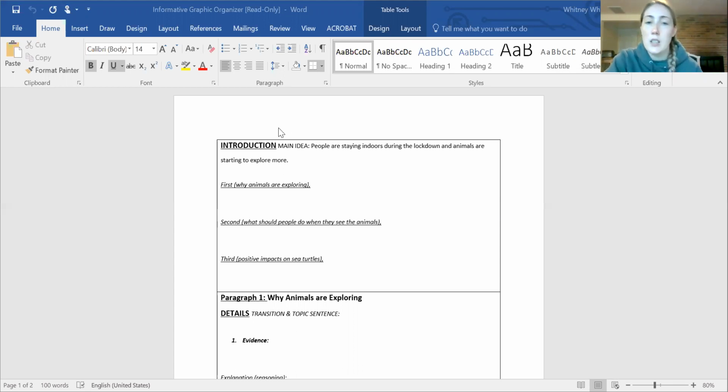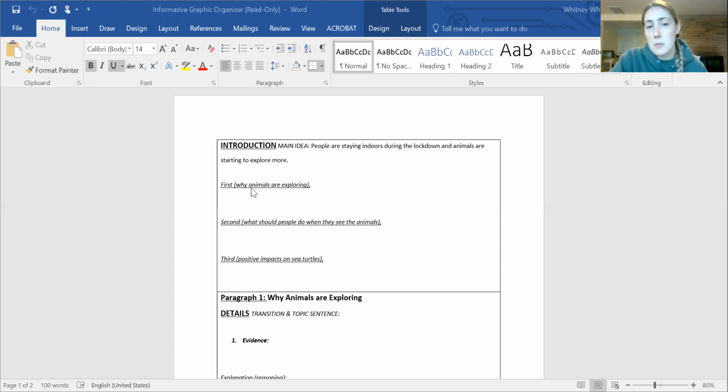But you're going to start with an introduction. So I gave you the main idea of what your informative writing is going to be about. People are staying indoors during the lockdown and animals are starting to explore more. So that's the overall idea behind this particular piece of writing if you choose to do informative.